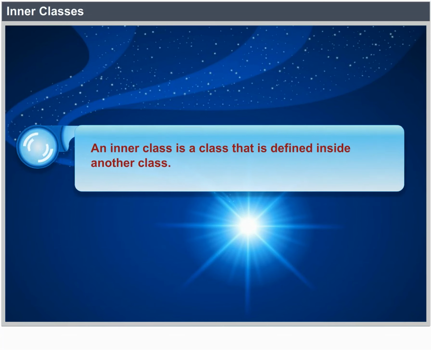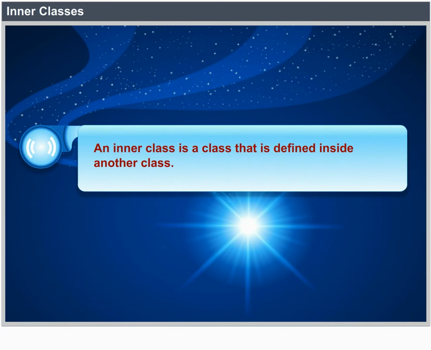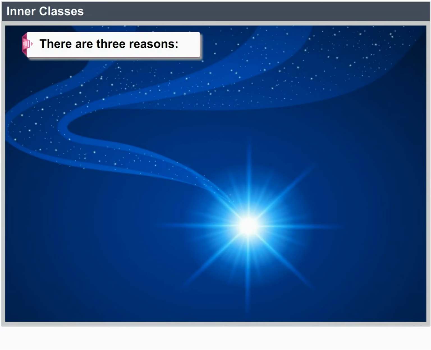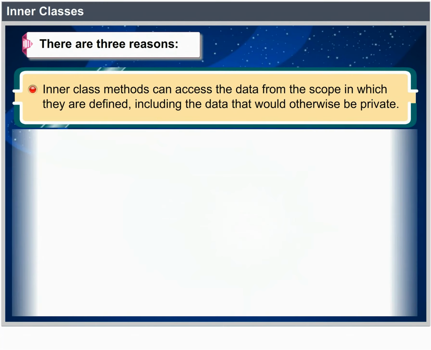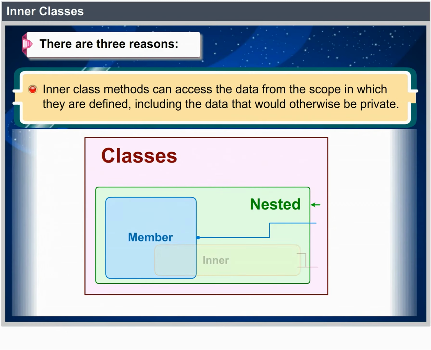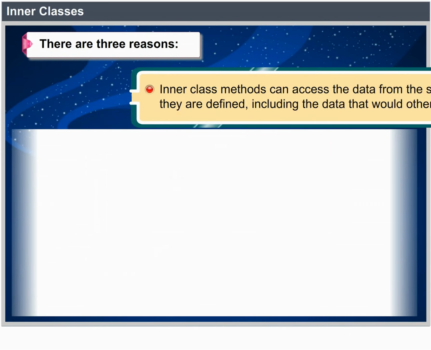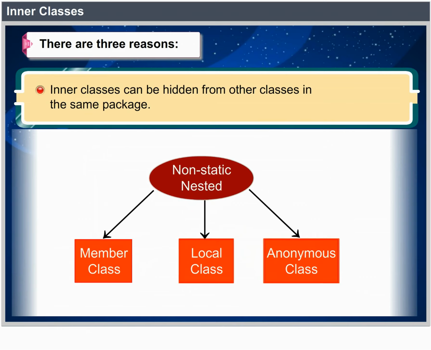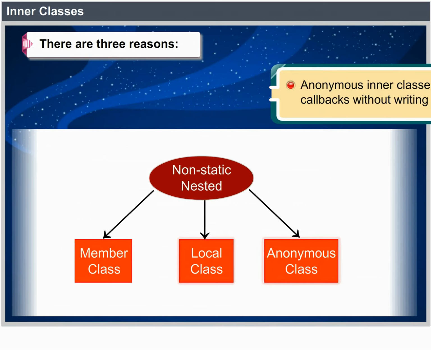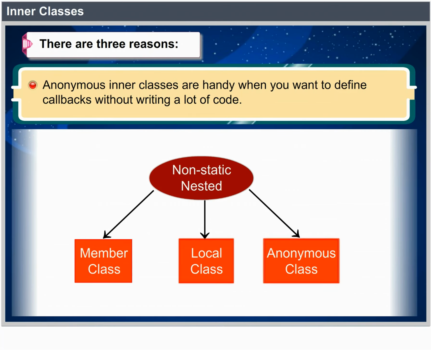Inner classes. An inner class is a class that is defined inside another class. There are three reasons. Inner class methods can access the data from the scope in which they are defined, including the data that would otherwise be private. Inner classes can be hidden from other classes in the same package. Anonymous inner classes are handy when you want to define callbacks without writing a lot of code.